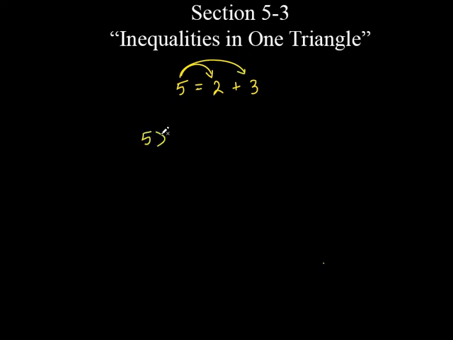Let's write that out. That's the greater than symbol. Let's make it look a little bit better. There we go. 5 is greater than 2. And what else could I say about this? I could also say that 5 is greater than 3. If you took two numbers and added them to get this number, this has to be bigger than either one of these. Not just one of them, but both of them. So that's true about regular numbers. That's also going to be true about triangles. And we're going to look at that right now.